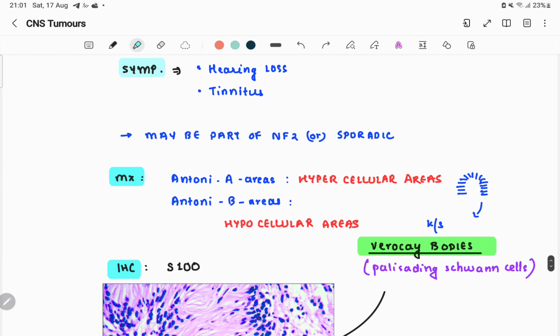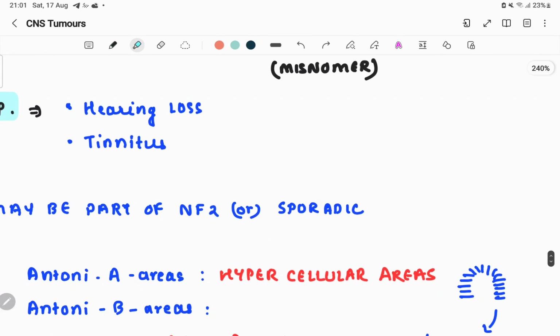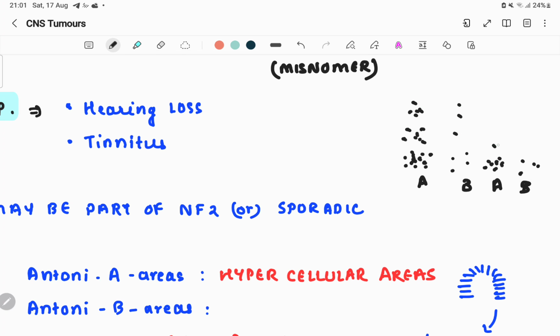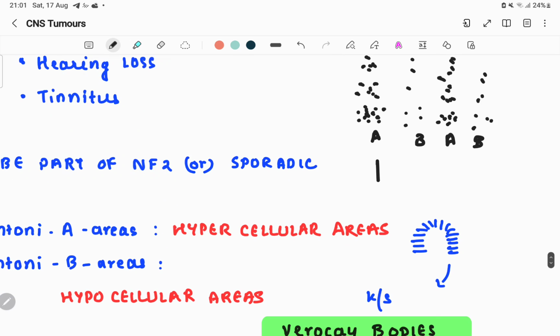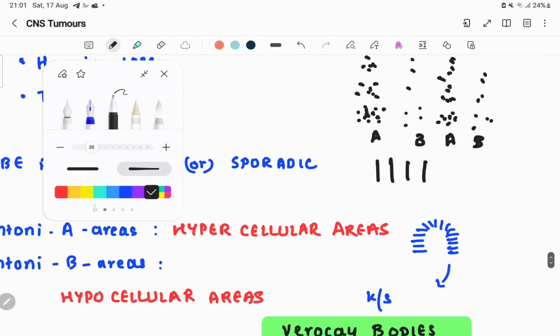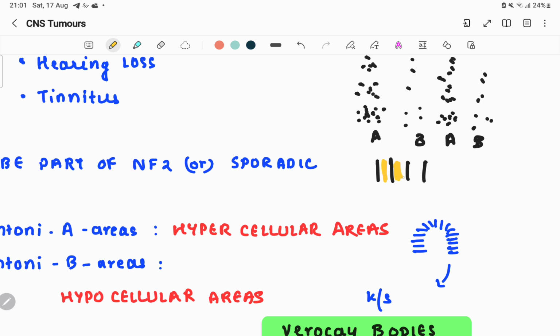On microscopy you will see a very characteristic appearance, Antoni A areas and Antoni B areas. Okay, Antoni A areas means the areas of hypercellularity. Let's say this is the Antoni A area and this is the Antoni B area. They will be present alternately like this. Above this also it will be present, low cellularity, then high cellularity, then low cellularity. So you can see an appearance like this, dark, then dark, then dark, and between these dark appearances are pale areas because there is hypocellularity, right?